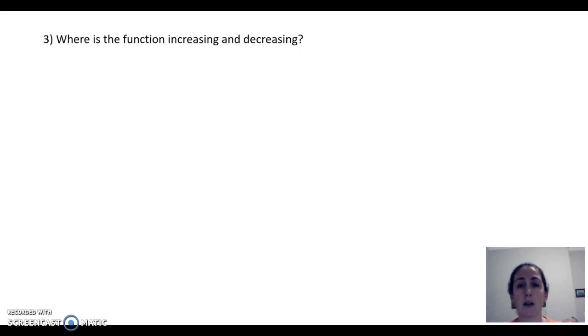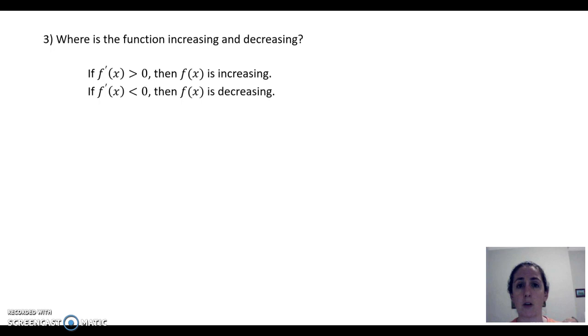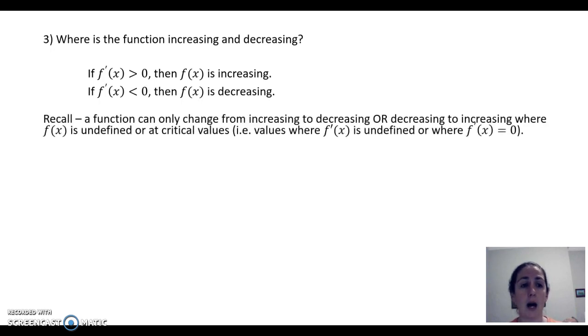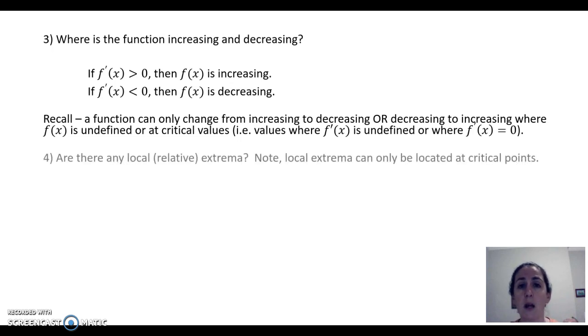Other things we've talked about is where your function is increasing and decreasing. Remember, wherever your derivative is positive, then your function is increasing, and wherever your derivative is negative, your function is decreasing. And then a function can only change from increasing to decreasing or decreasing to increasing either where the function itself is not defined or where the derivative is not defined or the derivative is 0, which we call those critical values.